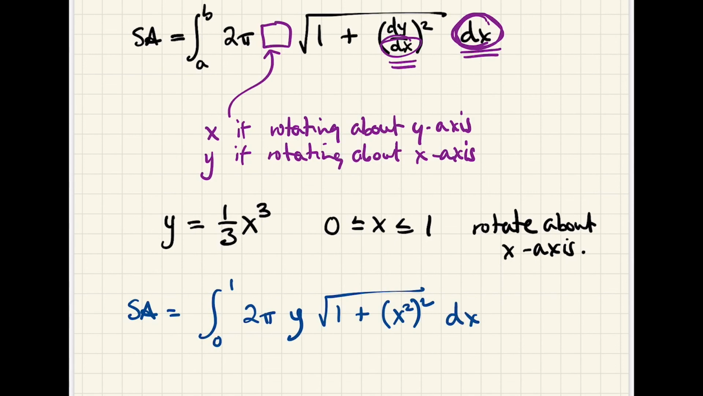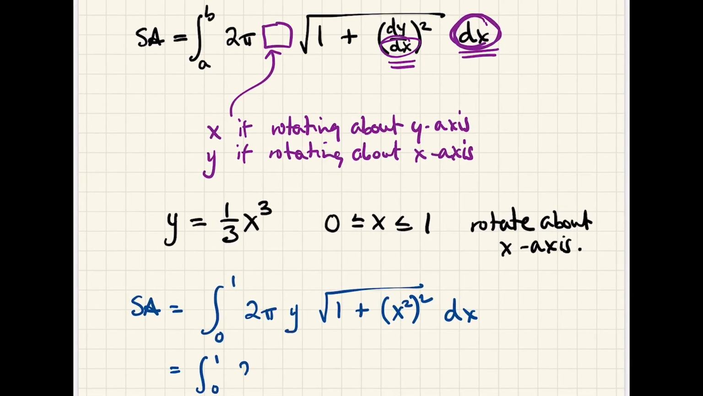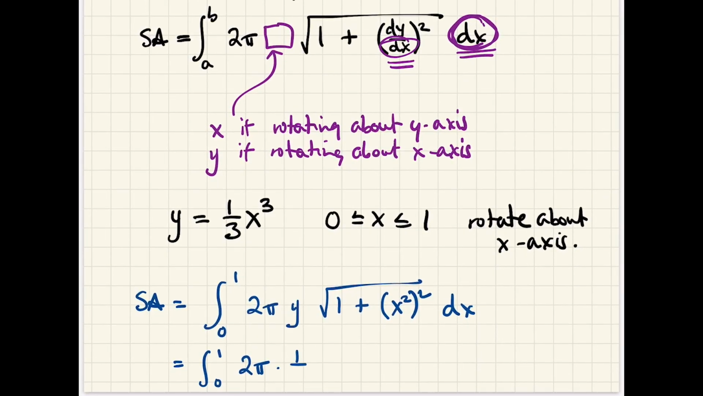Okay, now we're not done our setup, but this letter here has to be converted to the letter that we are integrating with respect to. So if that already were an x, for example, if instead of rotating around the x-axis we were rotating around the y-axis, then we would put an x here. And great, our whole integral is now set up because everything's in terms of x and we're integrating with respect to x. However, since that's a y here, we need to convert that y into x's. And y was given as 1/3 x cubed.